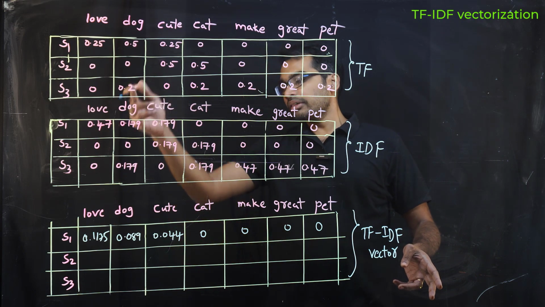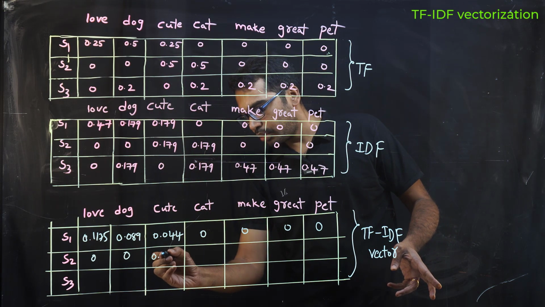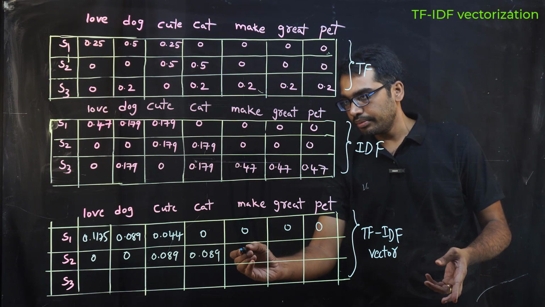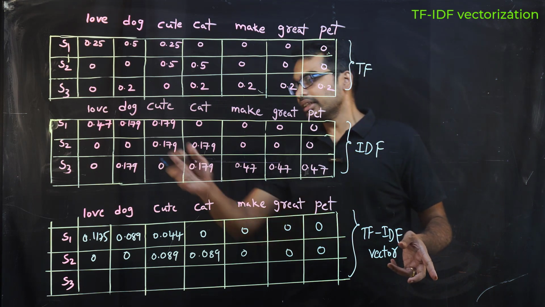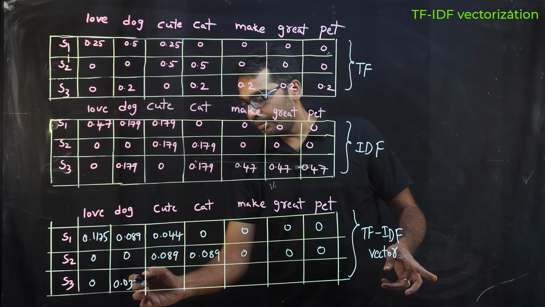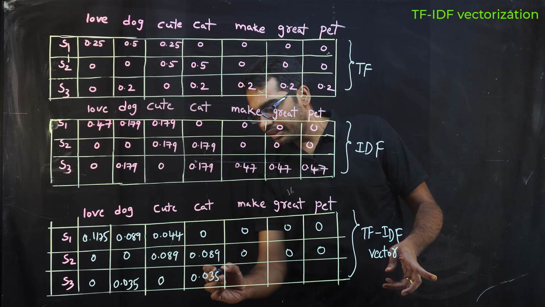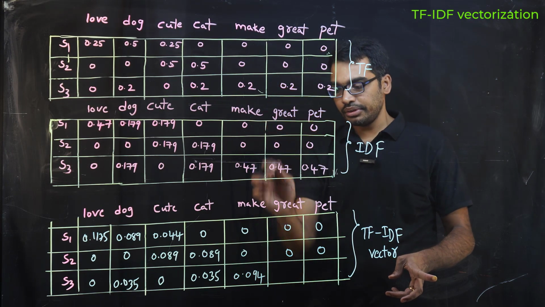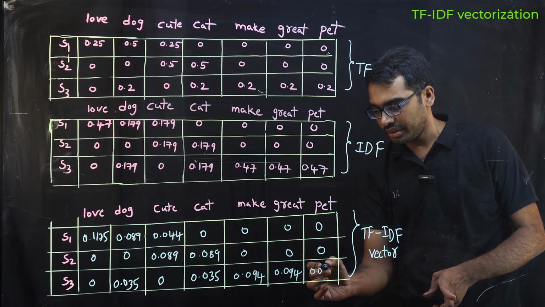Similarly, for document 2, wherever it is 0 into multiplication, it is 0. Then 0.5 into 0.179 becomes 0.089, and similarly 0.5 into 0.179, the same one, 0.089, right? And then we have 0, 0, 0. So this is for document 2. Similarly, for document 3, we will calculate. So 0 into 0 is 0, and 0.2 into 0.179 becomes 0.035, right? And now 0 into 0 is 0, and then 0.2 into 0.179, the same value, 0.035, and now 0.2 into 0.47 becomes 0.094, and 0.2 into 0.47, 0.094, and similarly the same, 0.2 into 0.47, which is 0.094.